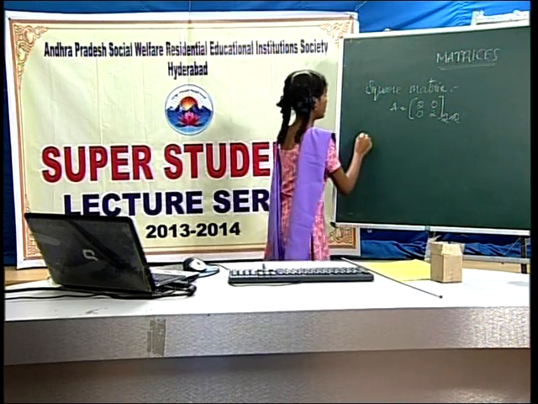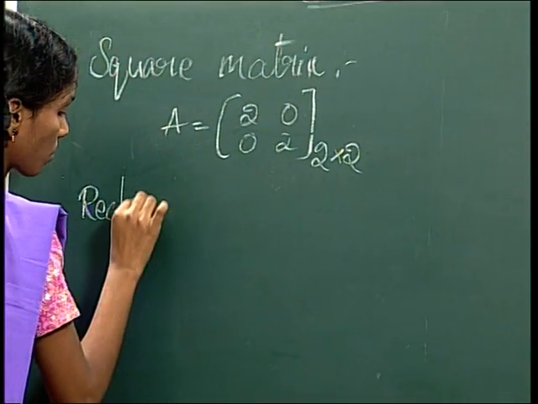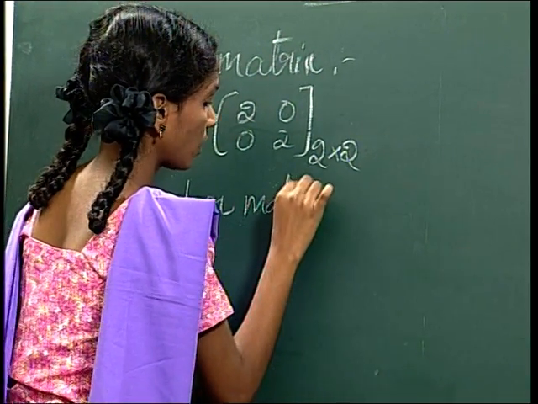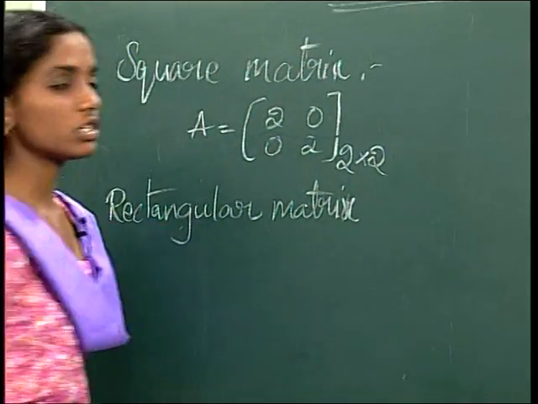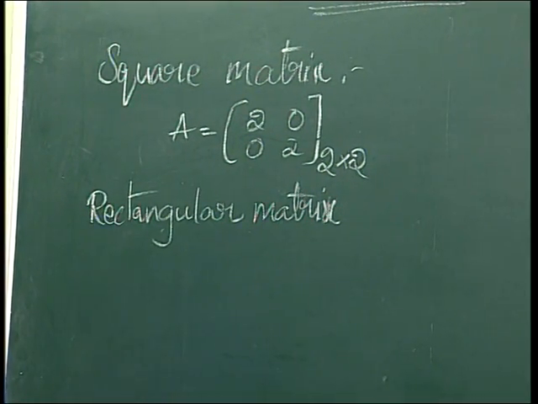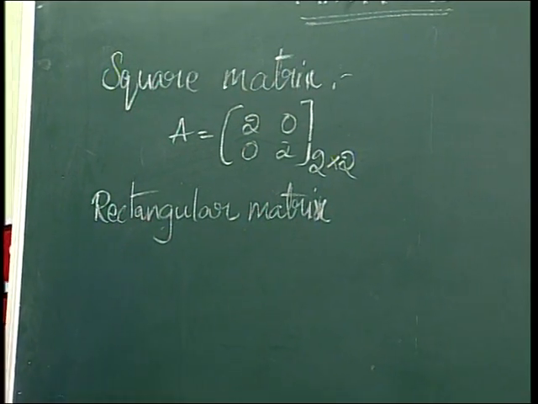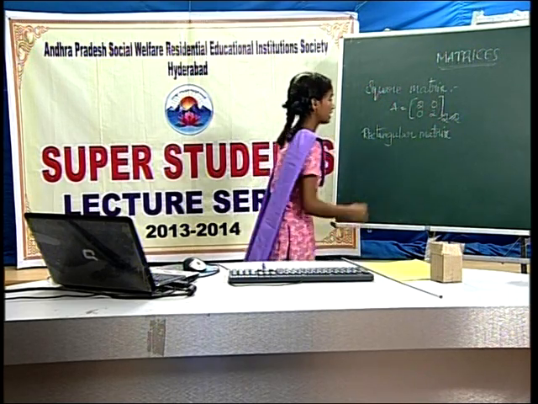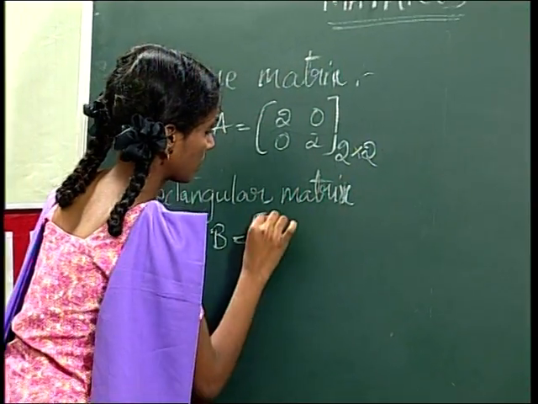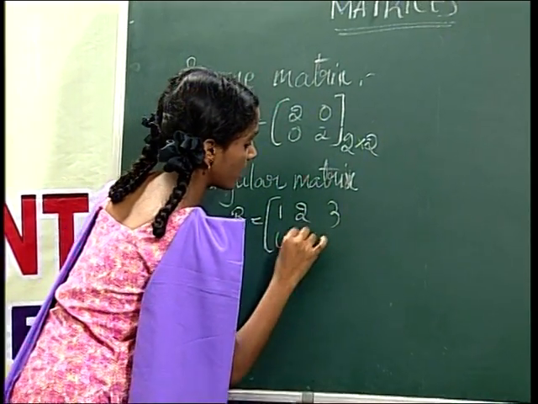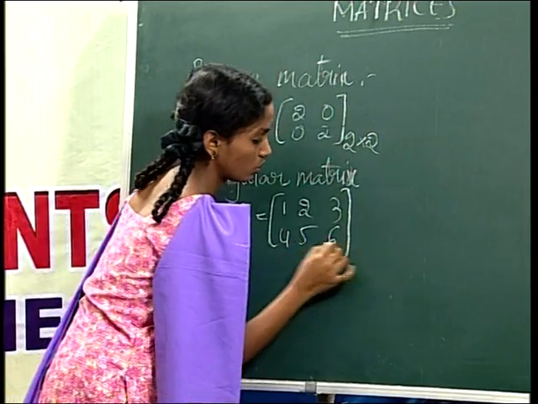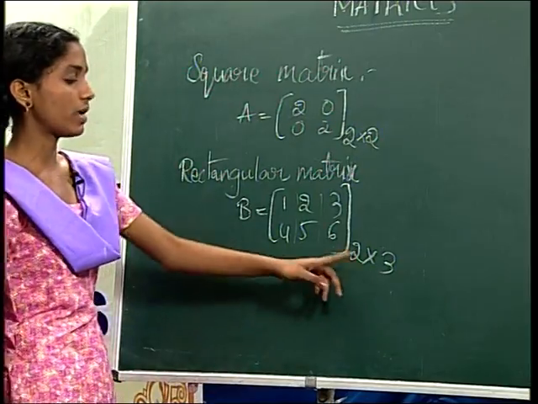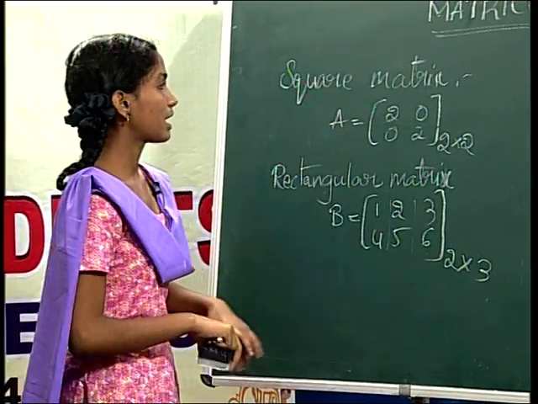Let us next see the rectangular matrix. In a rectangular matrix, the number of rows is not equal to the number of columns. Did you understand? For example, B equals 1, 2, 3, 4, 5, 6. Here how many rows? 2 rows. How many columns? 3 columns. So the order of the matrix is 2 by 3. They are not equal, so it is a rectangular matrix.